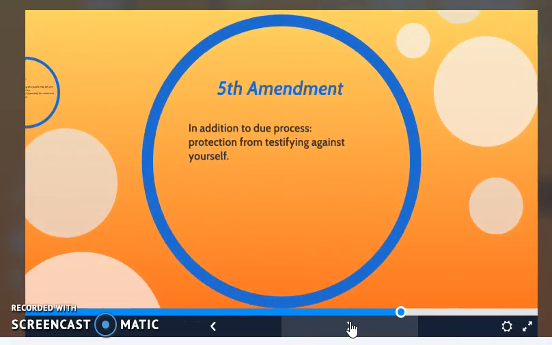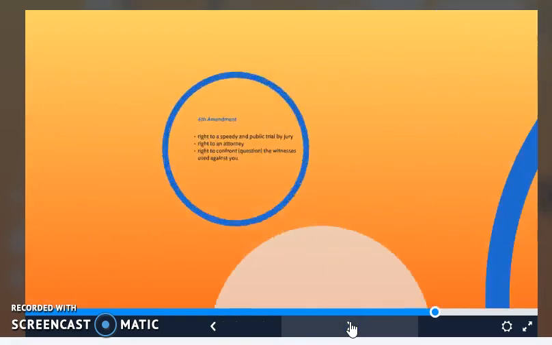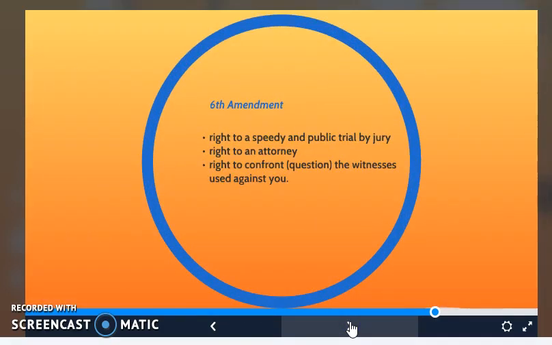Also, another part of the 5th Amendment, we know the 5th Amendment is due process. The 5th Amendment also says, in addition to due process, it's protection from testifying against yourself. They can't force you to testify against yourself. The 6th Amendment talks about due process rights in a trial. So the 6th Amendment says we have the right to a speedy and public trial by jury, the right to an attorney, which is another word for lawyer, and the right to confront or question the witnesses used against you.